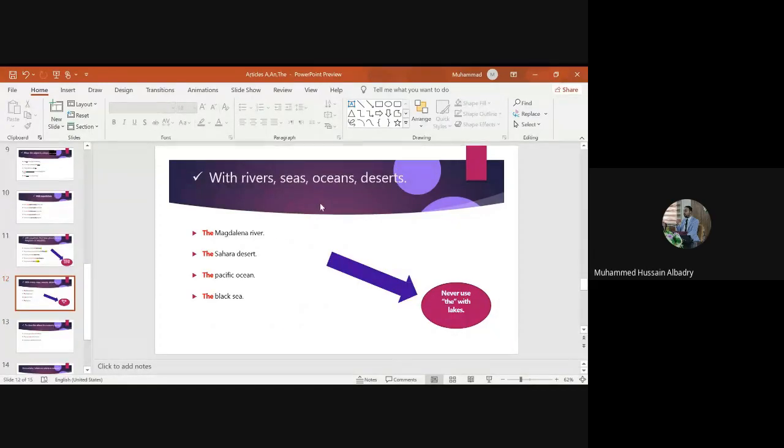With rivers, seas, oceans, deserts, we use the. For example, we say the Black Sea, the Sahara Desert. But we never use the with lakes. We will see later.